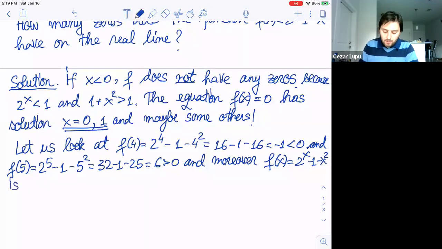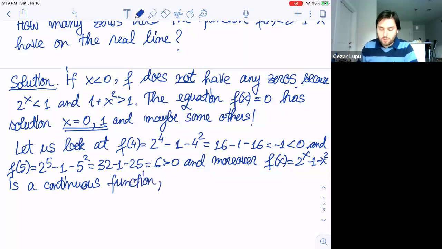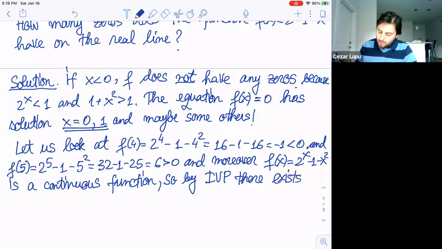Is a continuous function. That's obvious, right? It's just a linear combination of continuous functions. So since it's a continuous function that goes from negative to positive, it has to go through 0. So by the intermediate value property, remember from continuity?